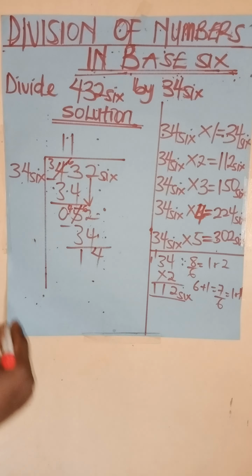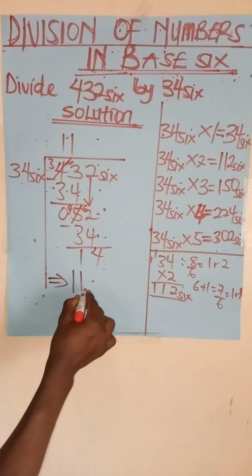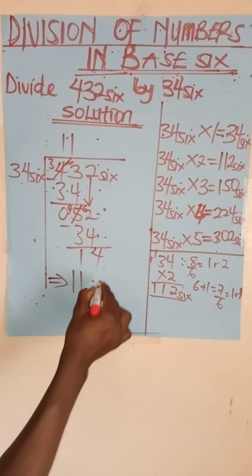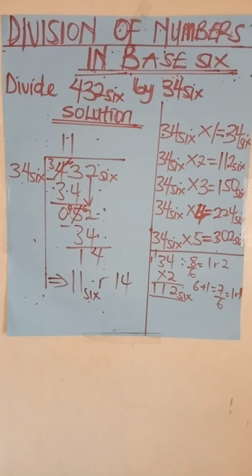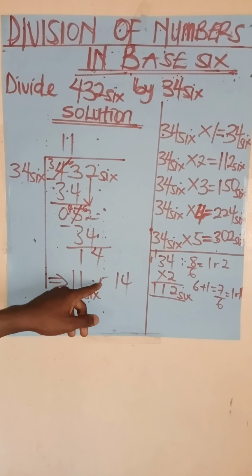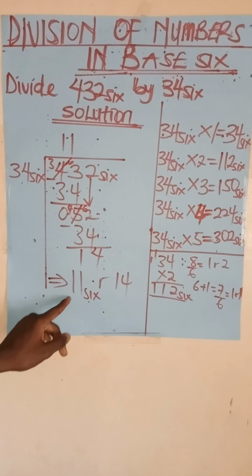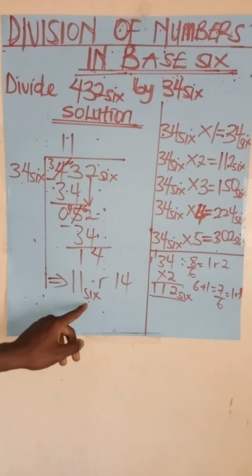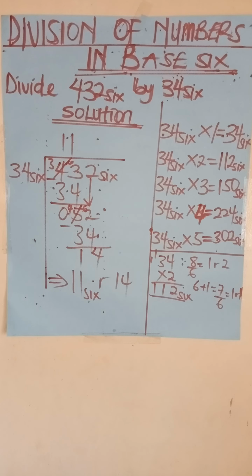So finally, we'll arrive at our answer as 11 base 6, remainder 14. Yes, 11 base 6, remainder 14. So that is our final answer. That means our answer will be 11 base 6, remainder 14. So that will be our answer.